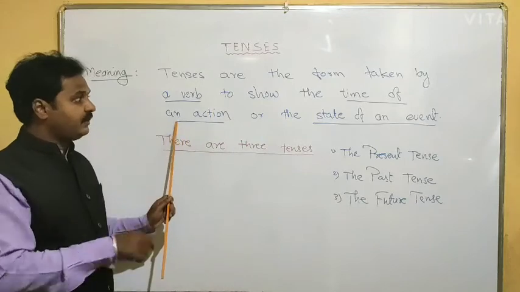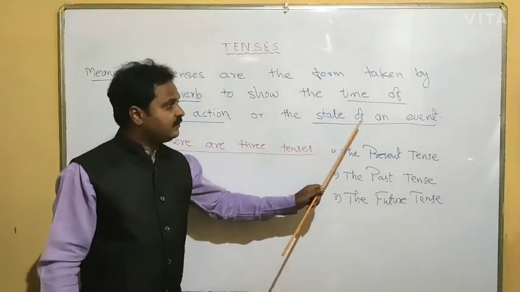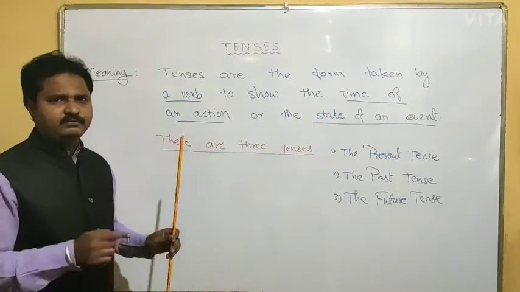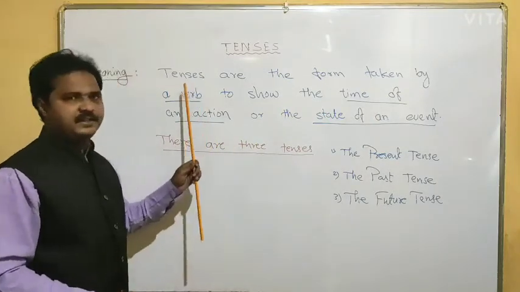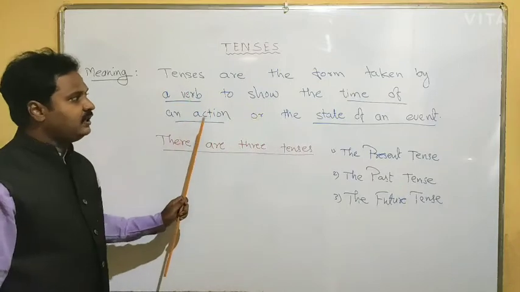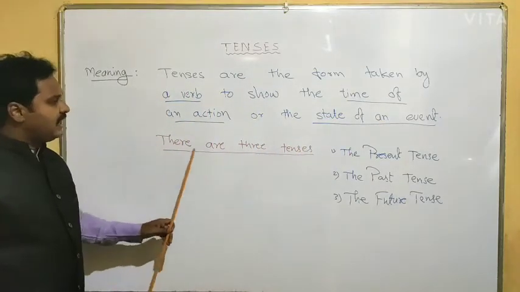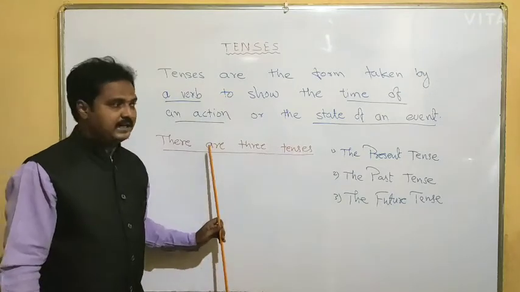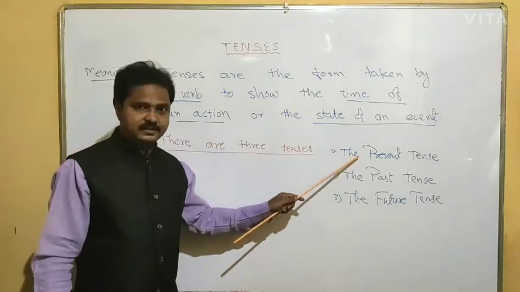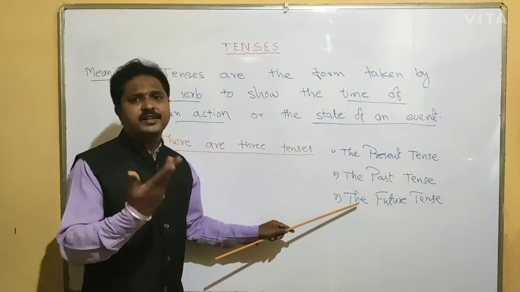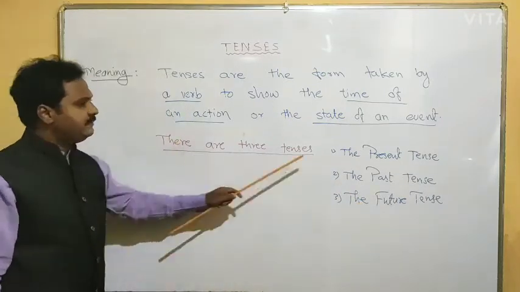It shows the time of an action or the state of an event. Any event, it shows the tense. It means whenever we speak, whenever we write, we use the tense. It shows the time of that action and the state of an event. There are three main tenses. The first one, present tense; past tense, that has happened; and the future tense, that will be to come. So these are the three main tenses.